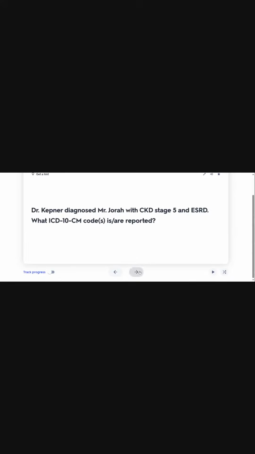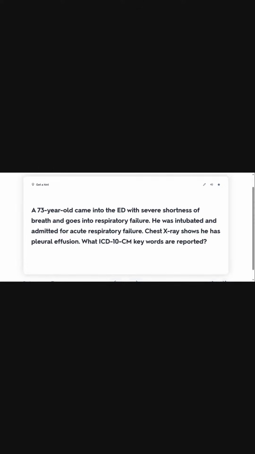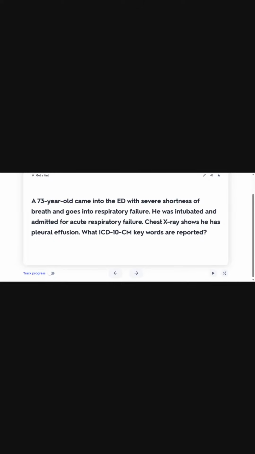And we're going to start right back off with our keywords. So, a 73-year-old came into the ED with severe shortness of breath and goes into respiratory failure. He was intubated and admitted for acute respiratory failure. Chest x-ray shows he has pleural effusion. So what keywords are we taking out of this scenario? We're cranking it up a little bit. Let me know in the chat. I'll give you guys a few seconds to type it out.